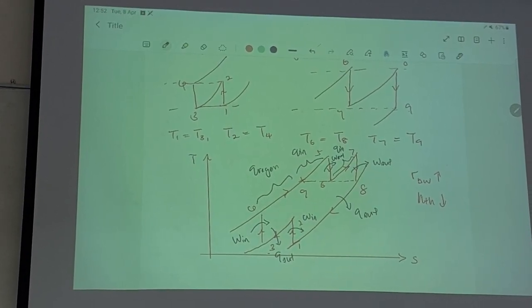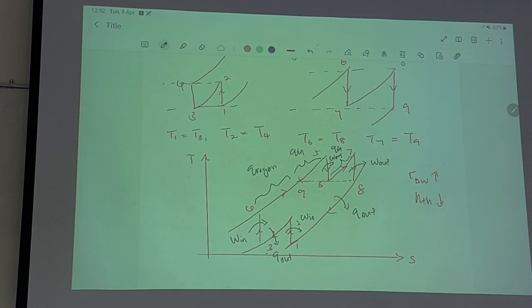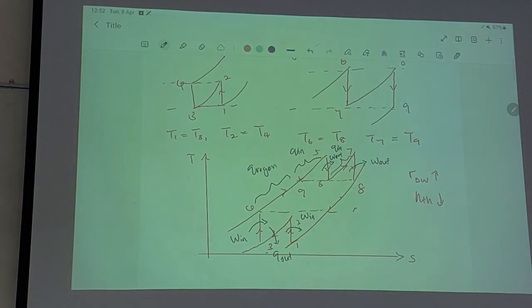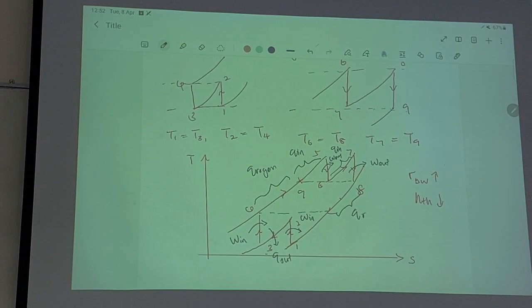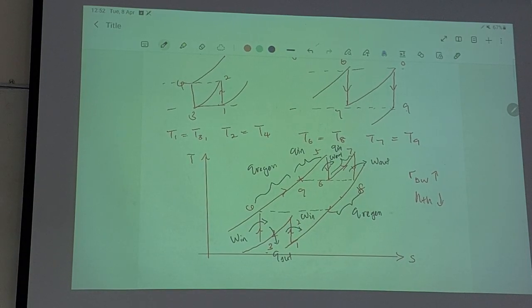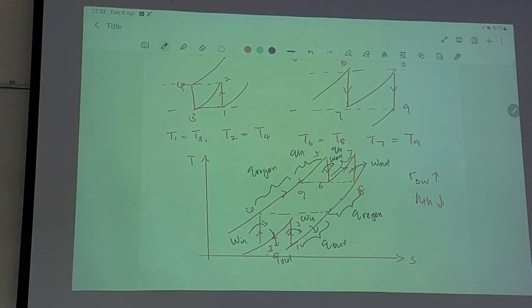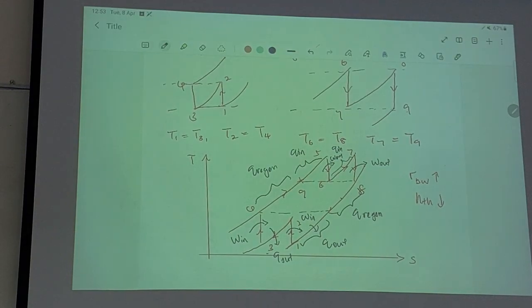Oh, sorry. So by right here, this will be Q regen also. And this is Q out. But usually for the regen, to avoid confusion, we don't use Q out. We stick to one out, one in, it's easier.